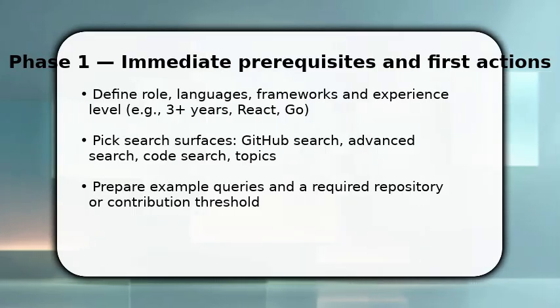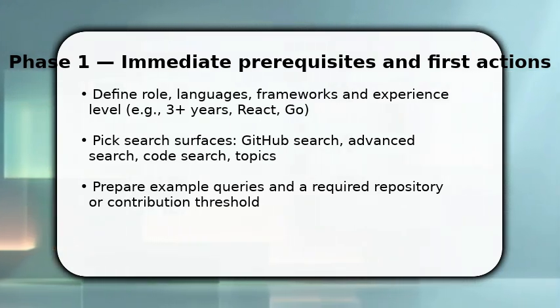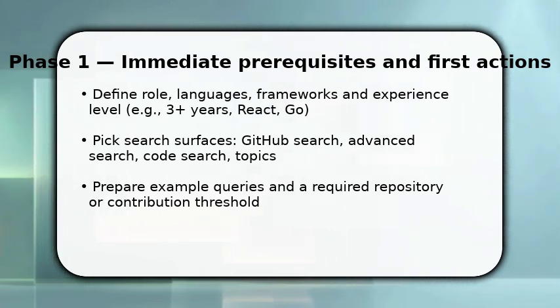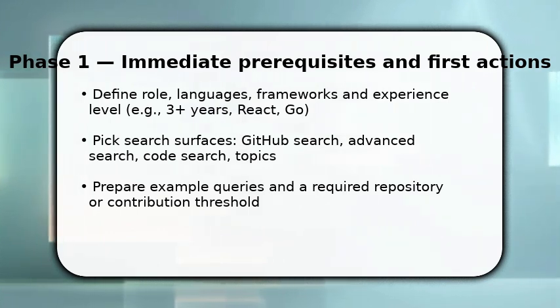You begin by narrowing scope. Decide languages, frameworks, and experience because precision saves hours. Once done, choose GitHub surfaces, global search, code search, or topics, and set thresholds like 3+ years or 5+ repos.